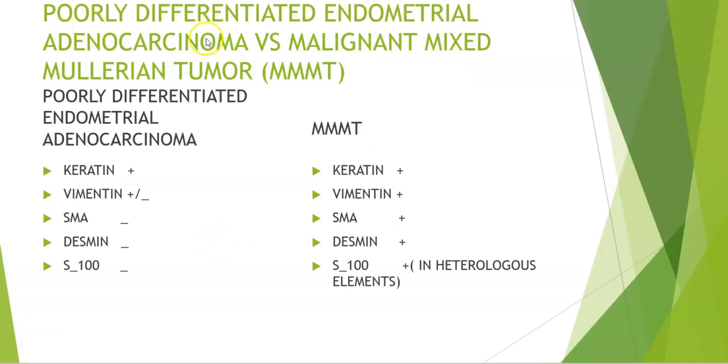Now how to differentiate between poorly differentiated endometrial adenocarcinoma versus malignant mixed Mullerian tumor. Poorly differentiated endometrial adenocarcinomas are positive for keratin. Vimentin may be positive or negative. Smooth muscle actin, desmin and S100 are all negative. Malignant mixed Mullerian tumor will be positive for keratin, and also for vimentin, SMA, desmin and S100 in heterologous elements. So all these are positive in malignant mixed Mullerian tumor.